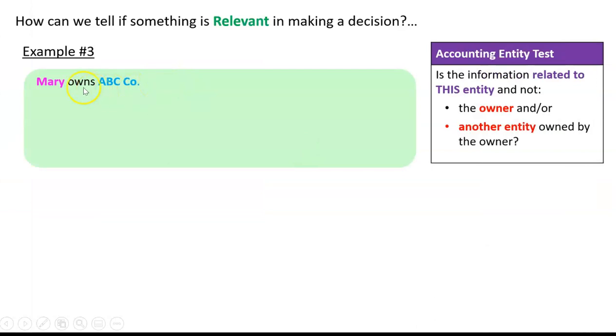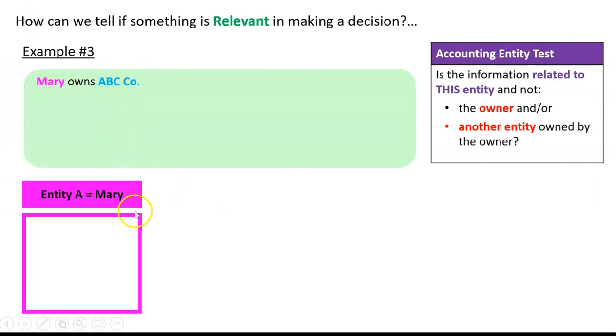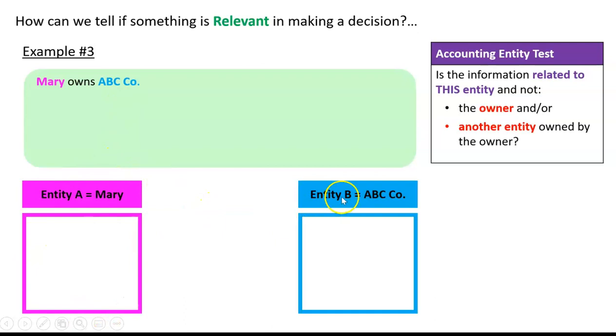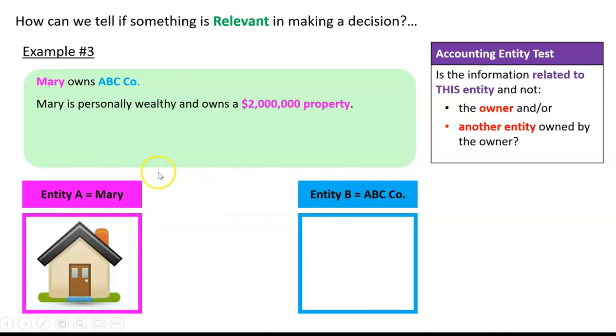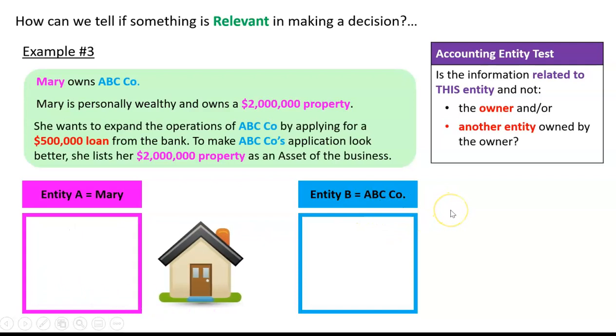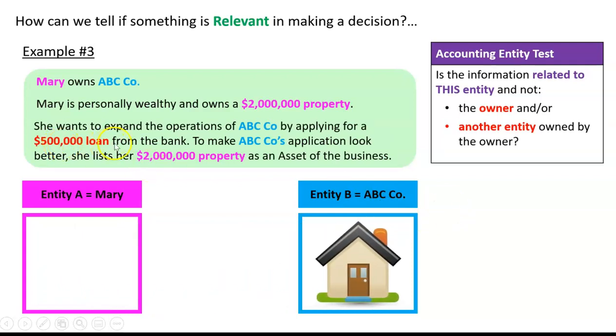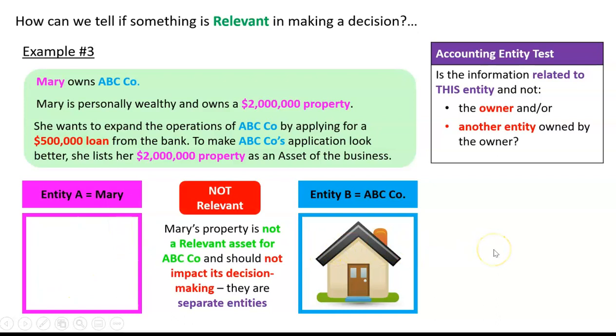Example number 3. Let's say Mary owns ABC Co. So same sort of entities here, except we've got the owner and ABC Co. What about this one? Mary is personally wealthy and owns a $2 million property. And entity B here, which is ABC Co., is going for a loan at the bank. It wants a $500,000 loan, but because it doesn't have very good finances, Mary lists her personal property as an asset of ABC Co. Can you do that? No. Mary's personal assets are not relevant to decision making for ABC Co. They shouldn't be included because they are separate entities.